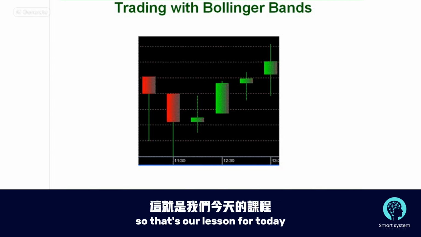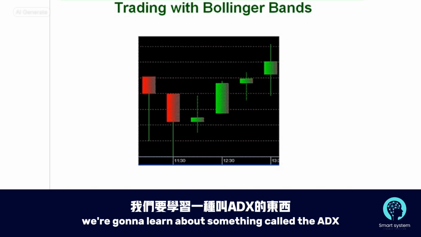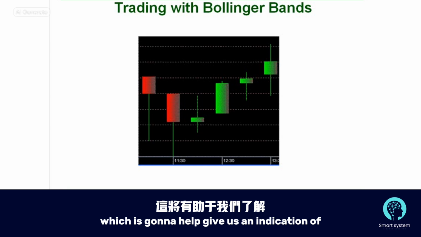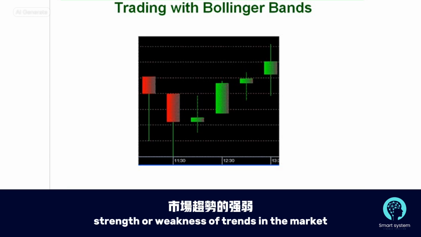So that's our lesson for today. In our next lesson, we're going to learn about something called the ADX, or the Average Directional Index, which is going to help give us an indication of strength or weakness of trends in the market.